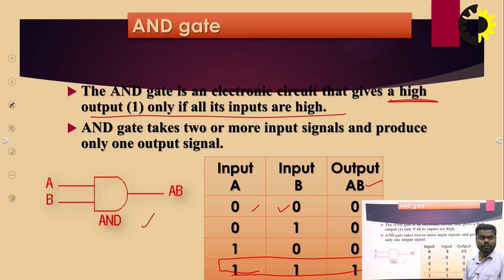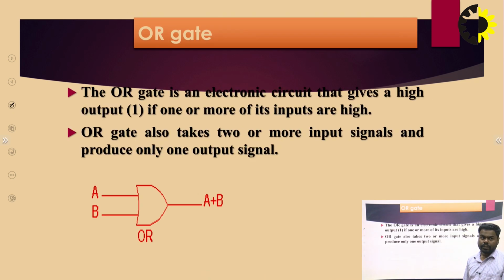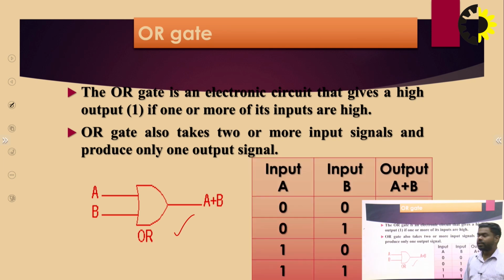Okay. OR gate. The OR gate is an electronic circuit that gives a high output if one or more of its inputs are high. The OR gate also takes 2 or more input signals and produces only one output signal. This is the circuit diagram of OR, this is the sign of OR, and this is the truth table of OR.